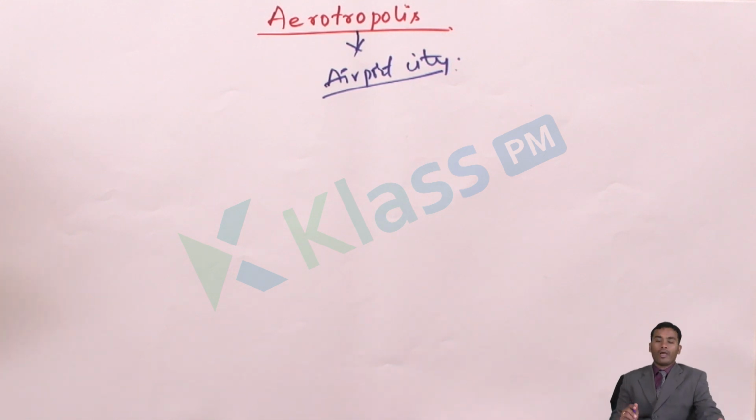Like in Hyderabad we have Rajiv Gandhi International Airport. In and around this airport, we can find many human habitats, many human communities. Communities means human gatherings, like different types of gated communities, or different types of residential settlements, or different types of commercial settlements also. So what is the advantage of this?